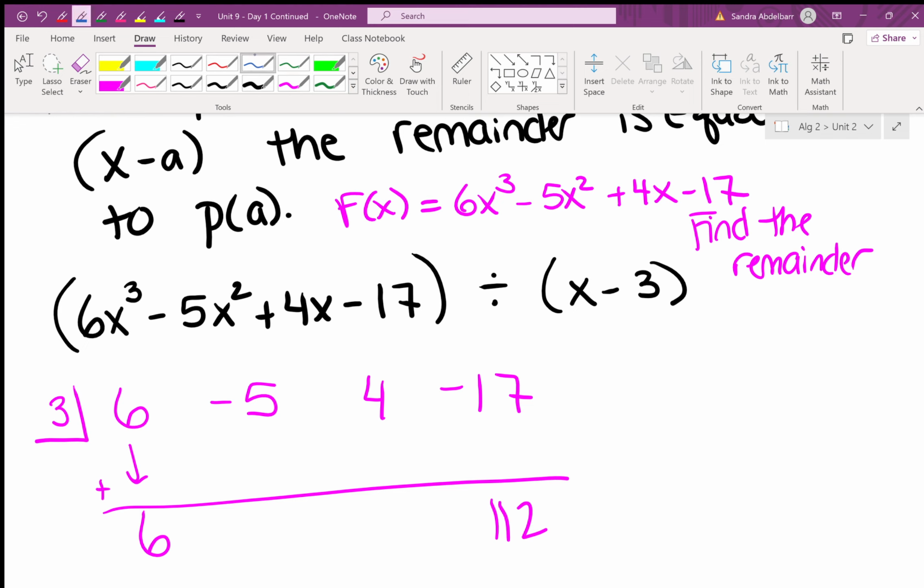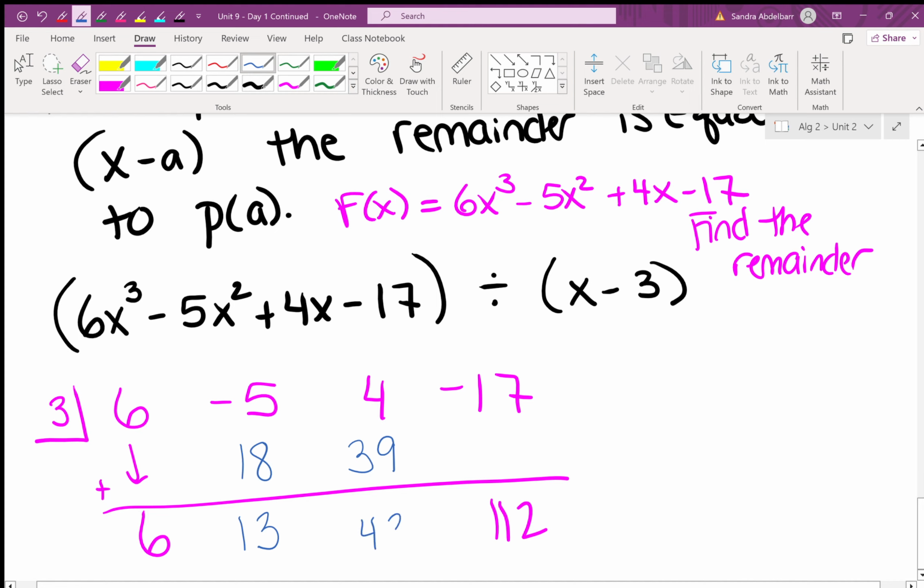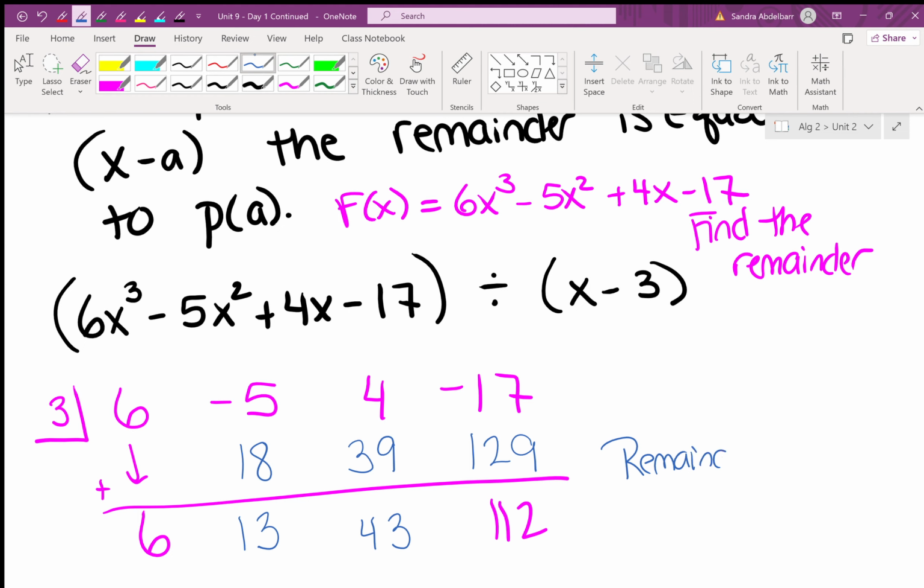6 times 3 is 18. -5 plus 18 is 13. 13 times 3 is 39. 4 plus 39 is 43. 43 times 3 is 129. Negative 17 plus 129 is 112. Aaron, you okay? Yeah. Tejas, you find your mistake? Yeah. Okay, so do we all agree the remainder is 112?